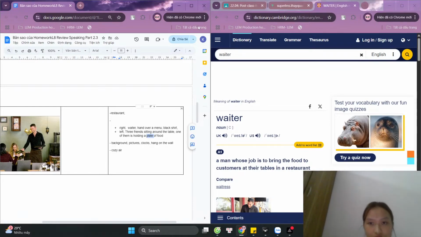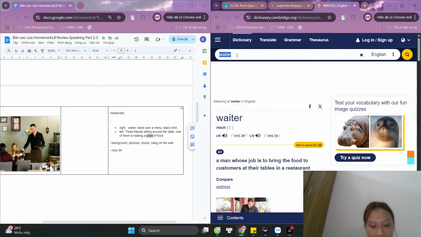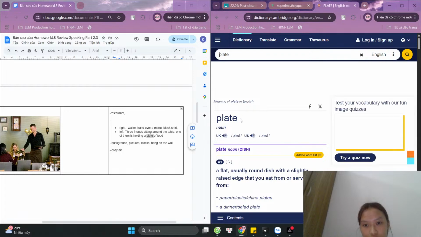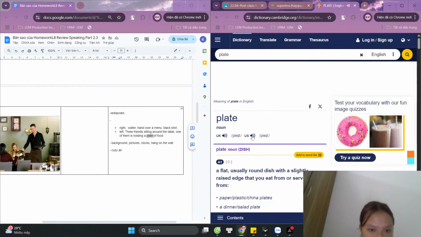Waiters handing, hand, handing. Plate, plate, plate.